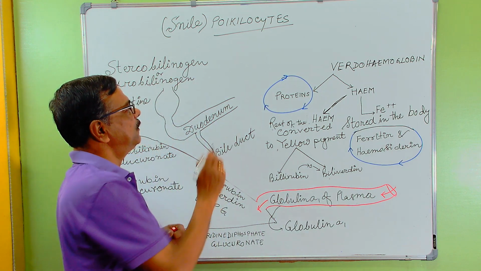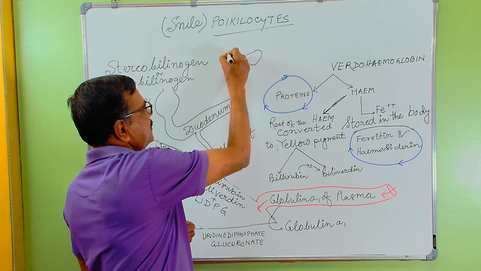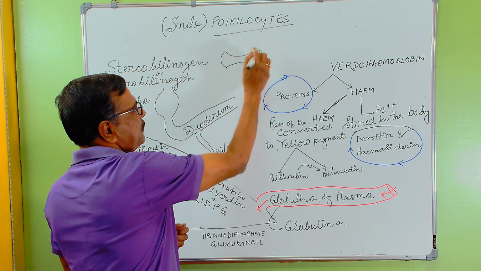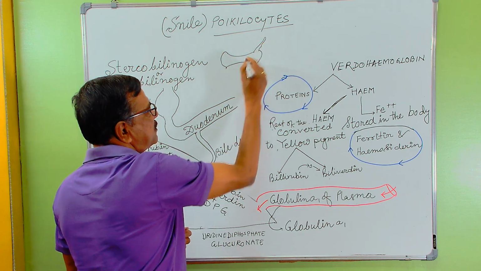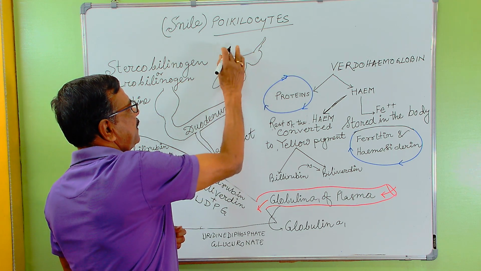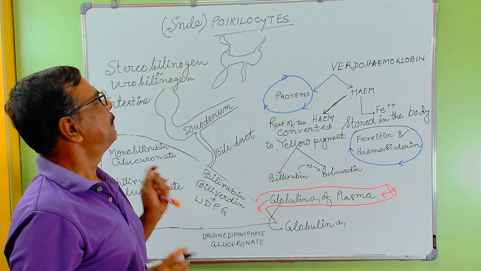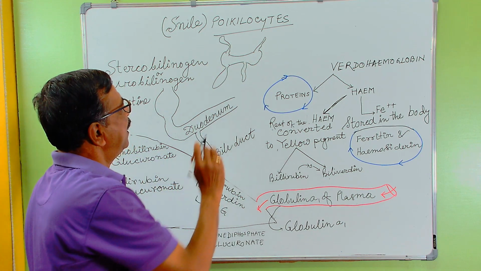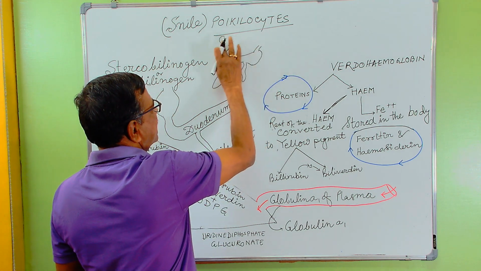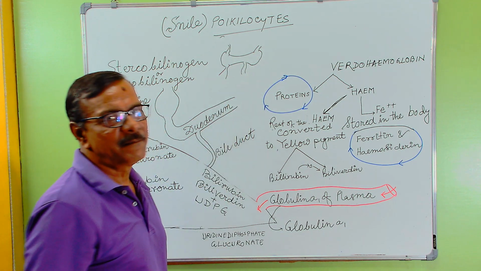What actually it does, this RBC, this is the original shape. They do not remain in that shape. They throw out pseudopodia-like structures here and there, and they become more brittle. So they can be broken. These are called poikilocytes. And ultimately, their pseudopodia break, and they get destroyed.